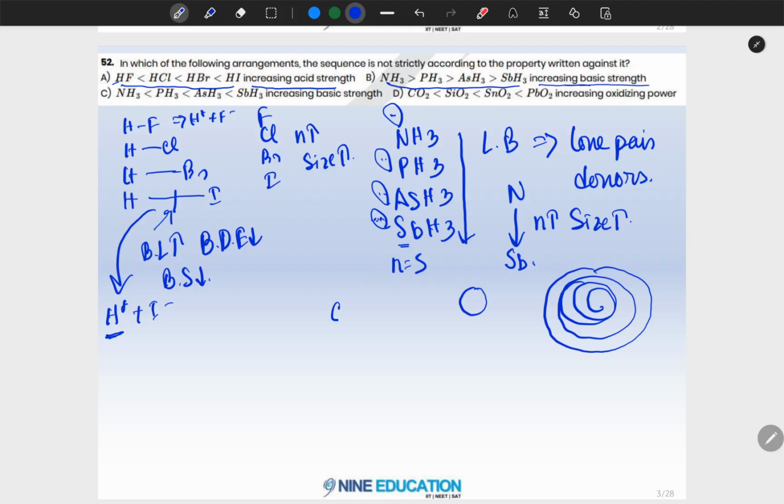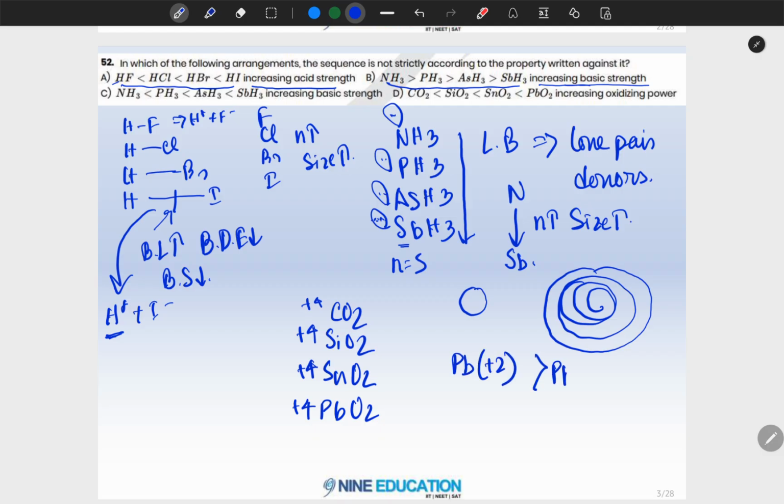Now let's check option D over here. CO2, SiO2, SnO2, PbO2. Now these are all group 14 elements, and the oxidation state of all these elements is actually 4. Now we know because of the inert pair effect, Pb plus 2 is more stable than Pb plus 4. Because of the inert pair effect, we also know the stability of the higher oxidation state decreases down the group, and the stability of the lower oxidation state increases down the group. So because of the decrease in the stability of the higher oxidation state, Pb2 plus is more stable than Pb plus 4.